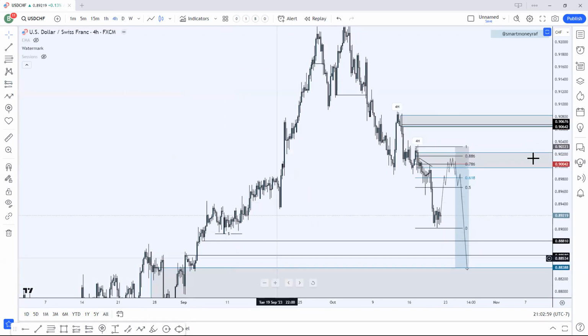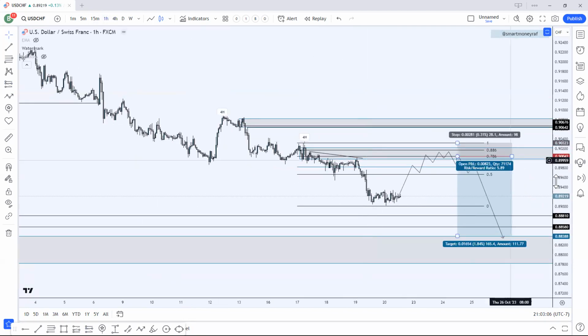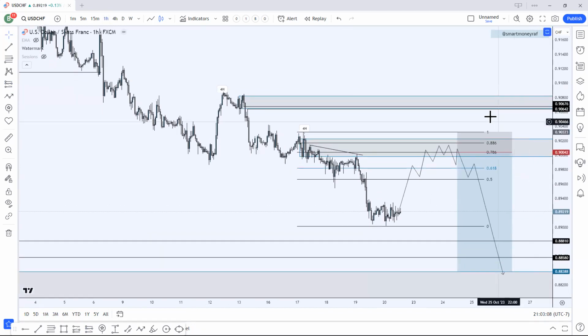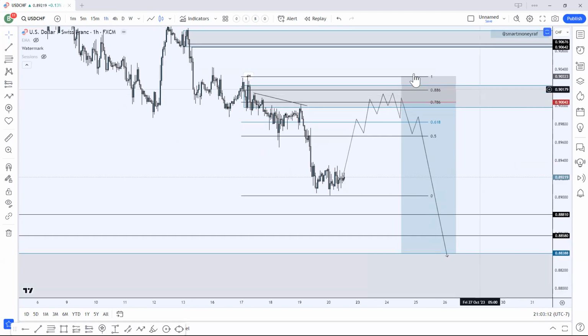It should be looking to fill this imbalance. It should be looking to mitigate this daily order block. So we're able to find the setup on the 1 hour. Again, this is not even me talking about waiting for all this to happen, going down to the 15 and then possibly placing our stop loss here.